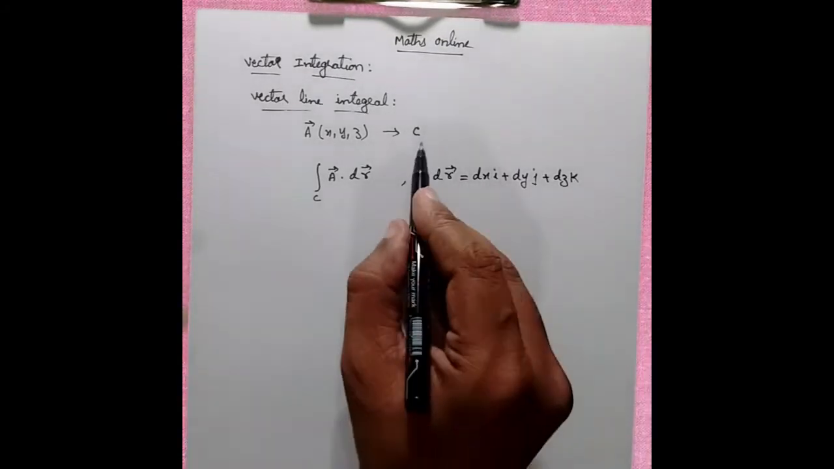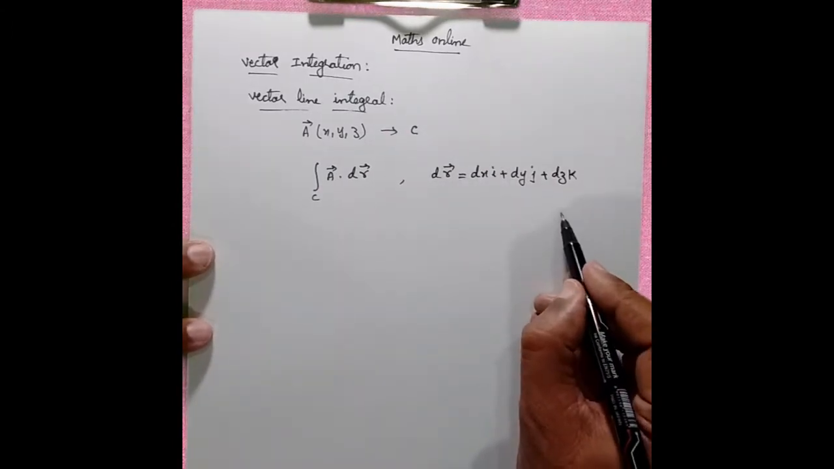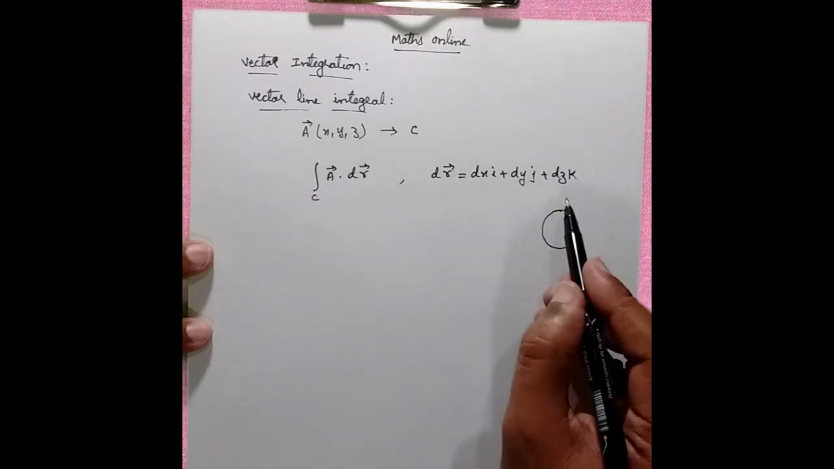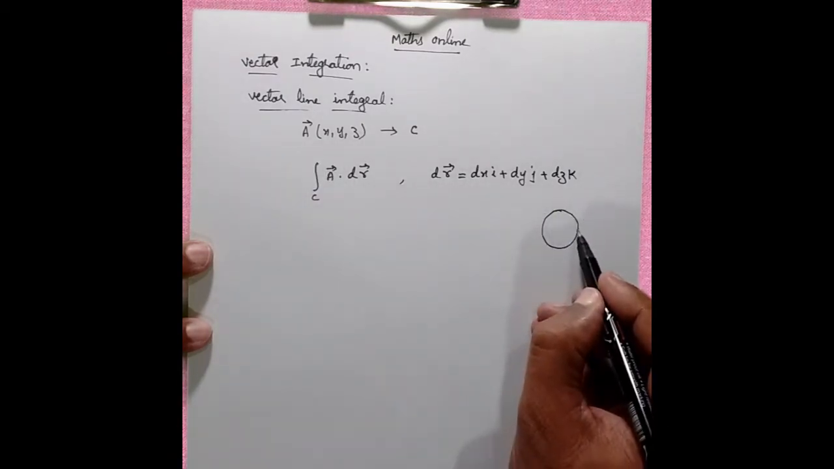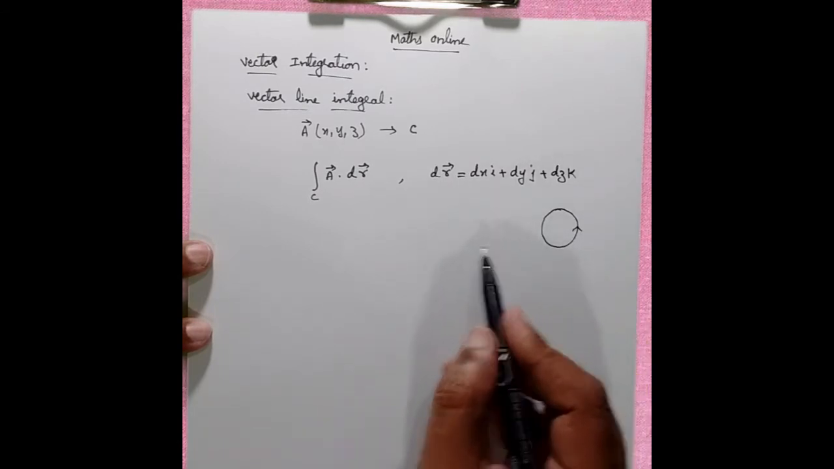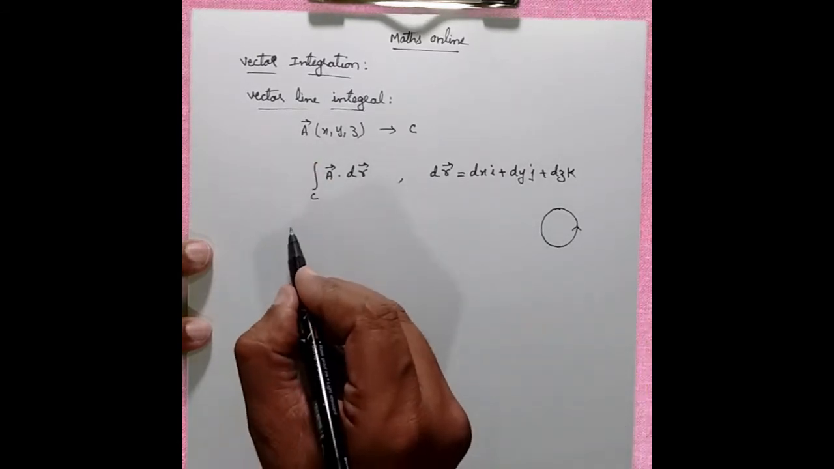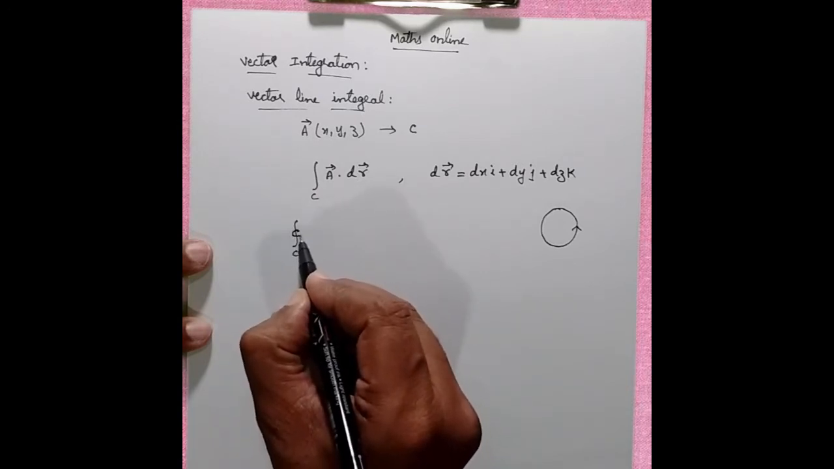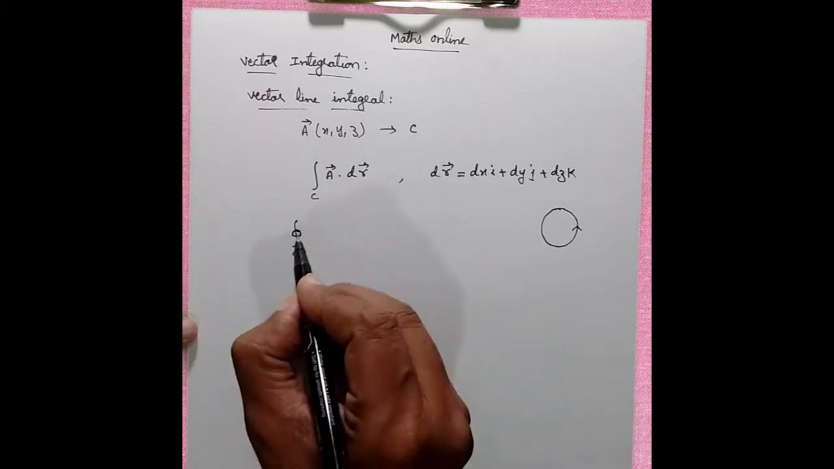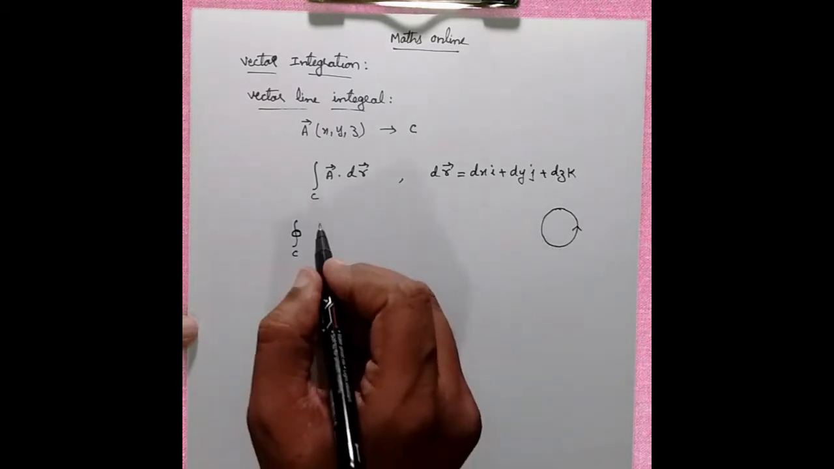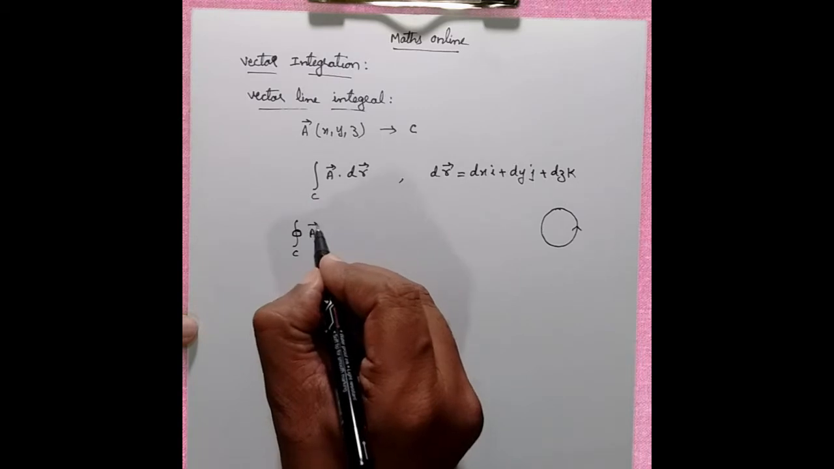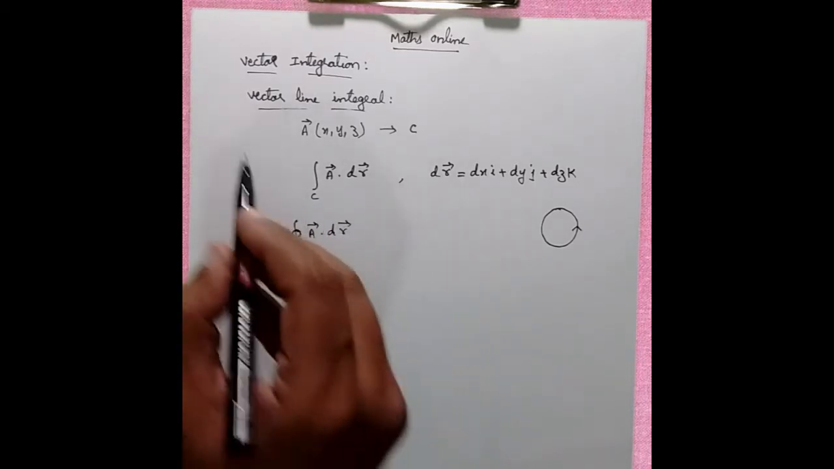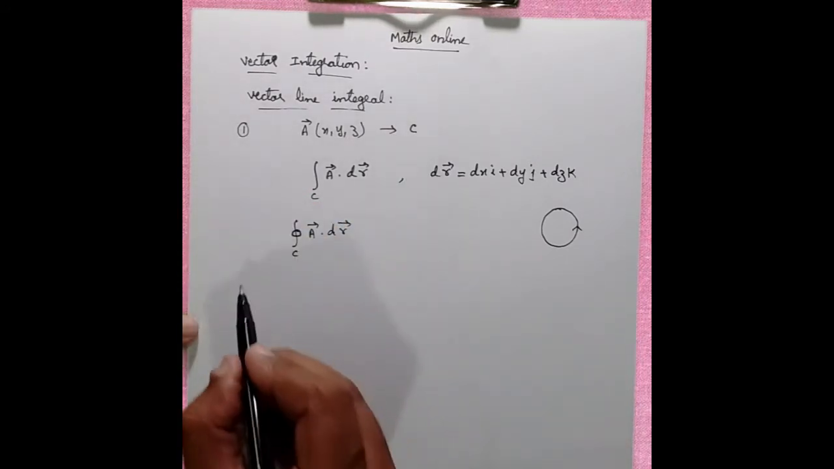Suppose this curve is a closed curve. In that case, if this vector A is defined along this closed curve, then you can represent the vector line integral in the form of integral over C. As a closed integral, we represent the line integral in this form by a circle, which represents that the curve is closed, and we can represent that as vector A dot dr vector. This is with respect to the vector A.